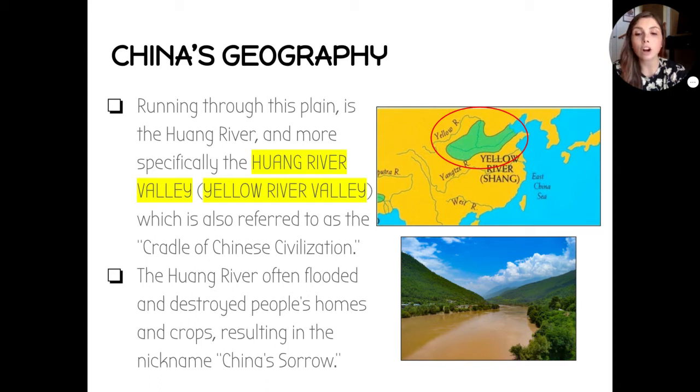The Huang River often flooded and destroyed people's homes and crops, which gave it a resulting nickname of China's sorrow. And you can see in that bottom picture, the color of the Huang River is of a yellowish brownish color, which is where it got its other name, the Yellow River Valley. And you can see on the top map, the shaded green area is the Yellow River and kind of the area over which it would flood.